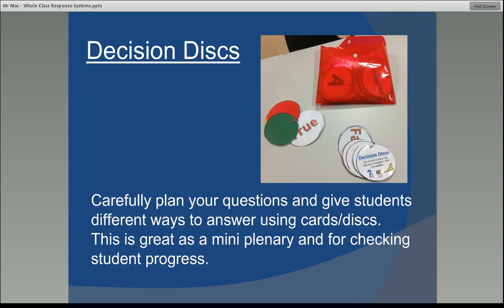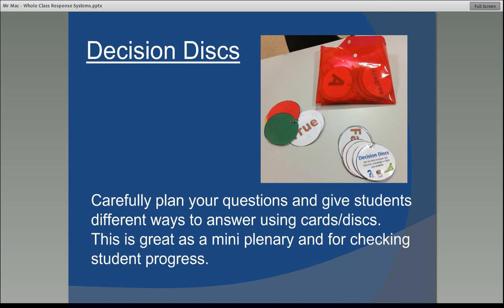Next strategy. This is something that I actually made. It took me a long time to make them, but I can share this resource with everybody. If you just look at the picture there, I've got something that I made called decision discs. Basically all this is, I just got a ring that you use to put your keys onto, and I got six discs and they're laminated.